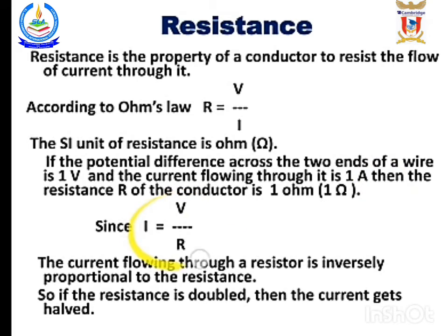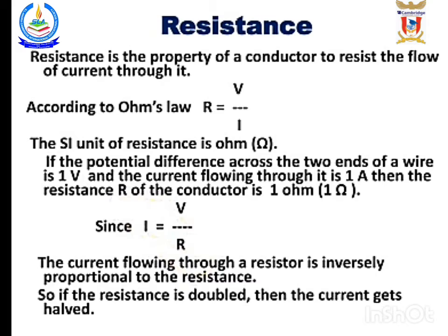Since I is equal to V upon R, from this equation we can also find out the value of R by cross multiplication. I is equal to V upon R, which means I is inversely proportional to R. If we increase the current, resistance decreases, and if we decrease the current, resistance increases. These two are inversely proportional. I is directly proportional to V but inversely proportional to R.